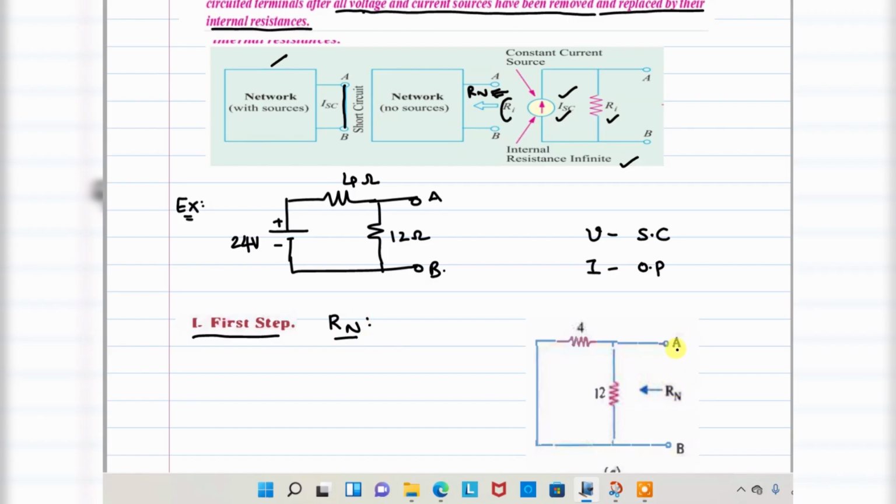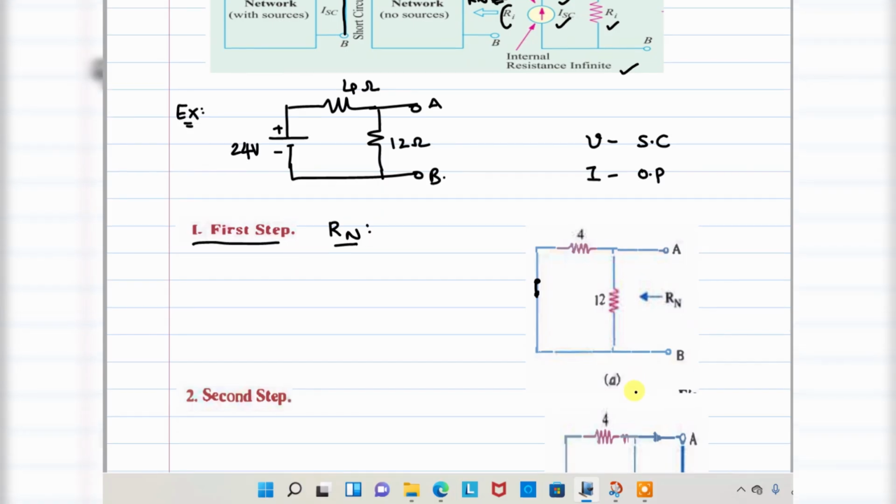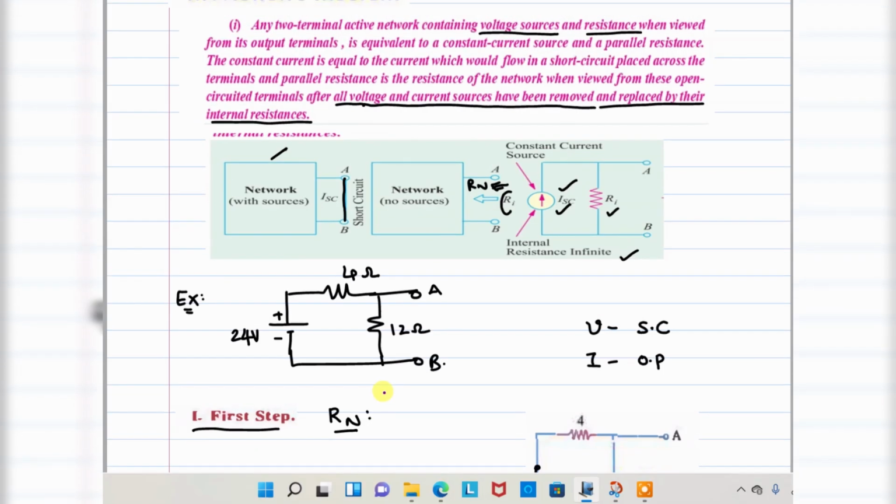Viewed from these two terminals, short circuit the voltage source. So 4 ohms and 12 ohms are connected in parallel. Whenever 4 ohms and 12 ohms are connected in parallel, RN is equal to 4 into 12 divided by 4 plus 12. That is 48 divided by 16, that is 3 ohms. What is the RN value? 3 ohms.